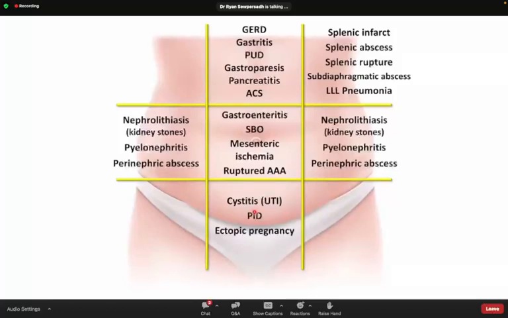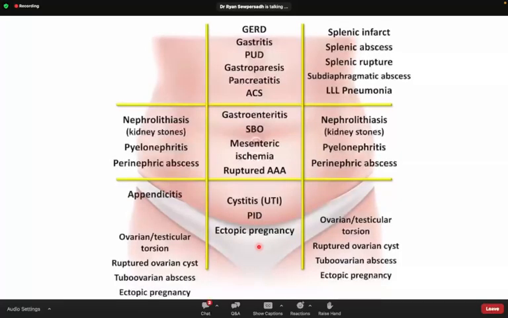Then suprapubic pain can be from cystitis or a simple urinary tract infection. It could be from pelvic inflammatory disease, which is a severe complication of a sexually transmitted infection seen in women, or it could be the dreaded ectopic pregnancy, which occurs whenever an embryo is implanted somewhere other than the uterus, a condition which results in a non-viable pregnancy and is life-threatening to the mother.